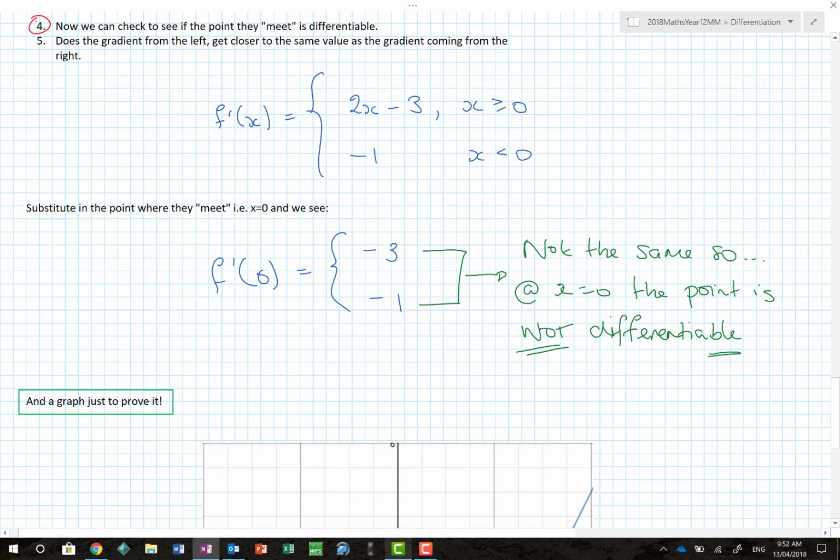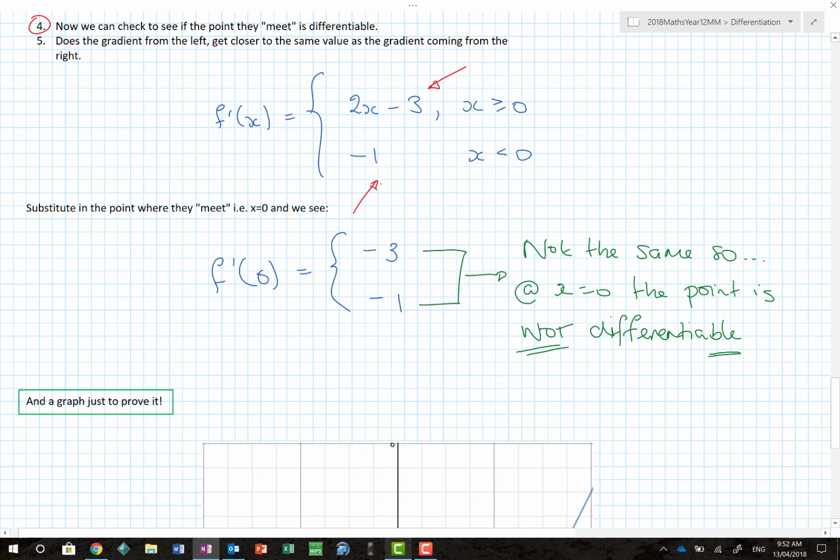It's the same idea as continuity. As we get closer and closer to the point, do we see that the gradient values start to converge on a single value? So if we were to differentiate our functions, we get the first one, 2x minus 3, and the second one we get -1.